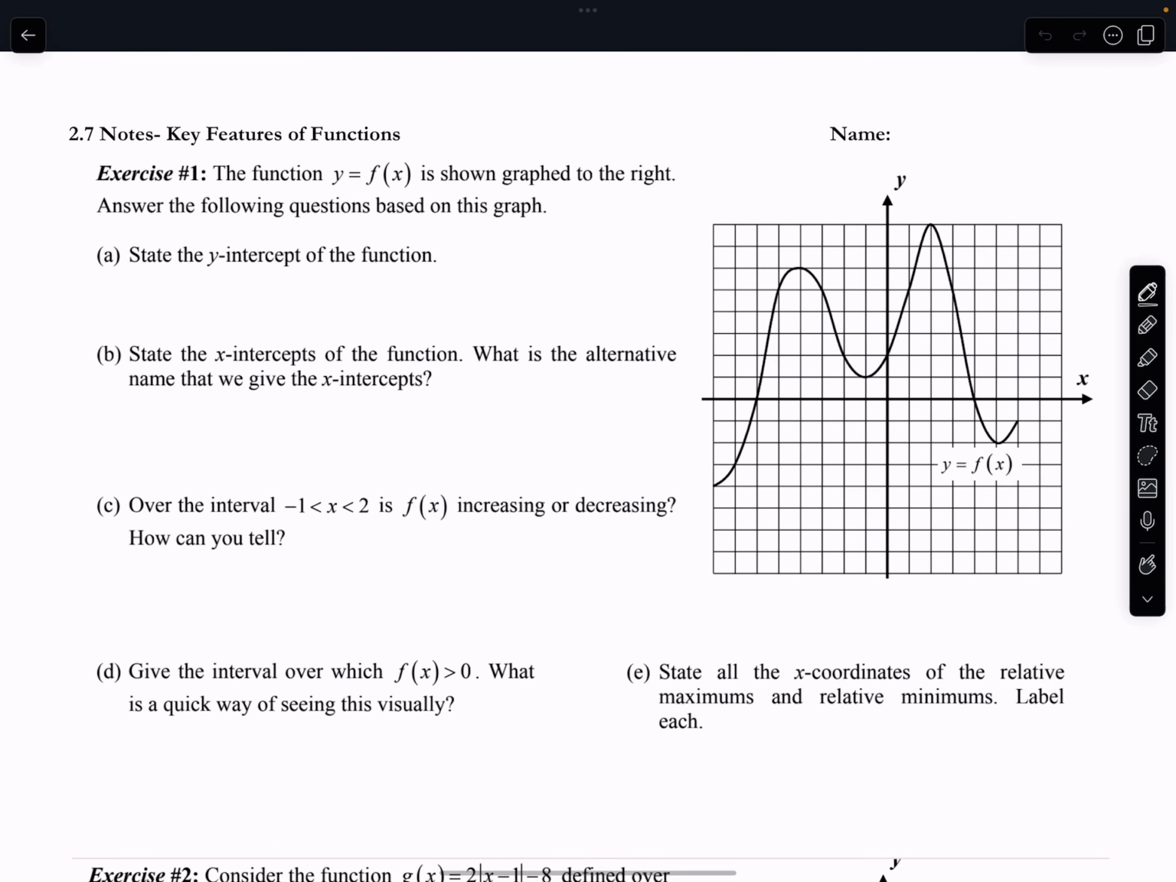Okay, so we're going to take a look at some key features of functions here and what we want to know that kind of carries throughout most of the year when we're looking at functions, particularly when we're looking at graphs. Okay, so here we have a function right here. We want to state the y-intercept of the function.